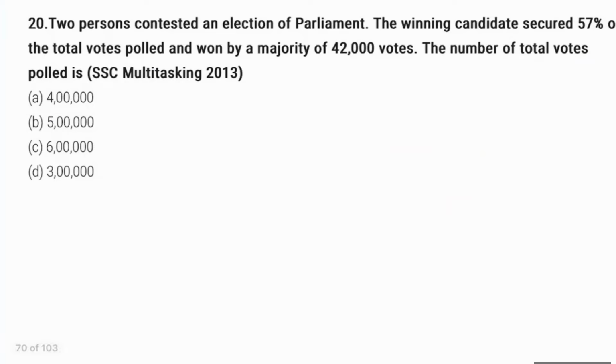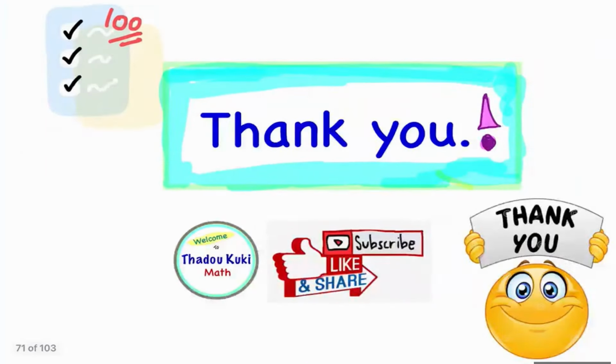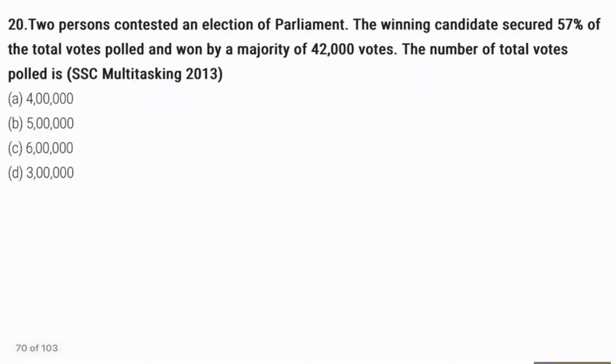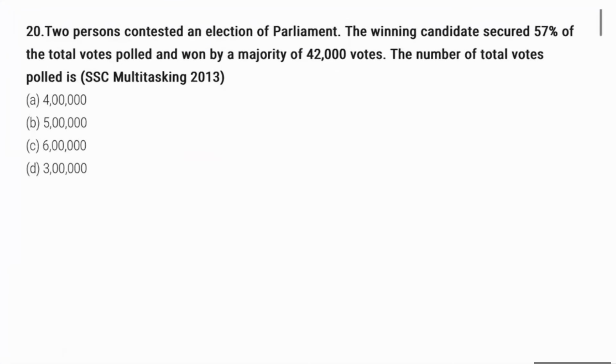Question number 20, last question. In PCM, 2% contested an election in the parliament. The winning candidate secured 57% of the total vote poll and won by a majority of 42,000.